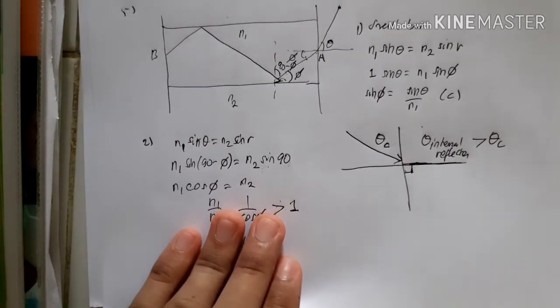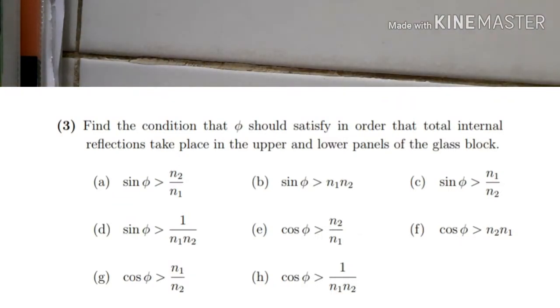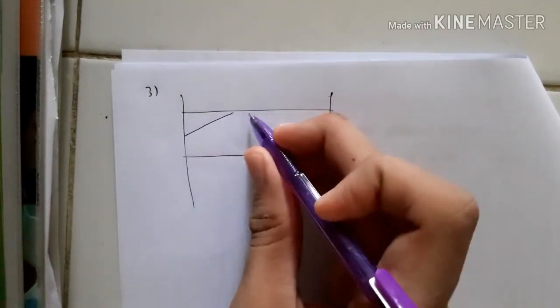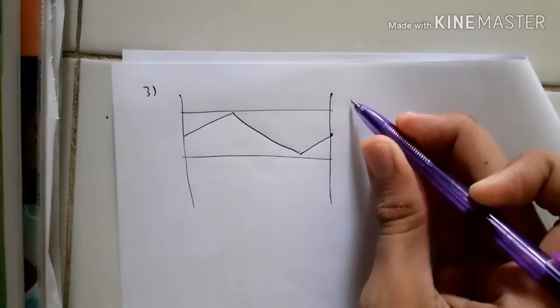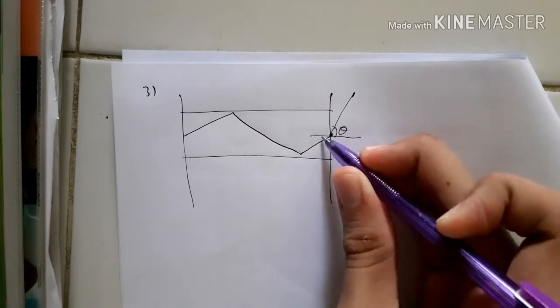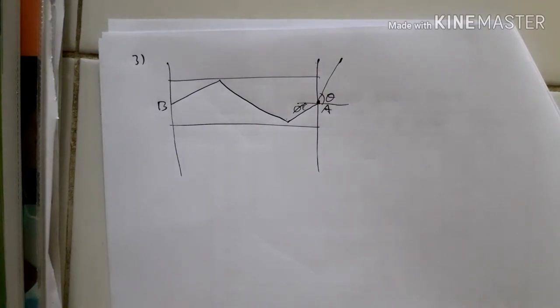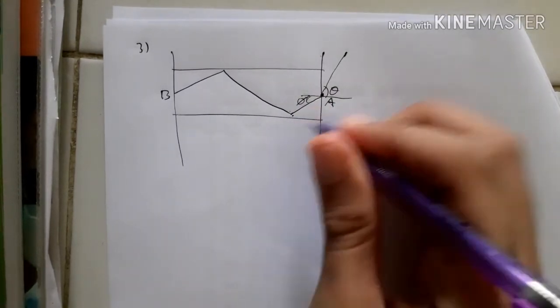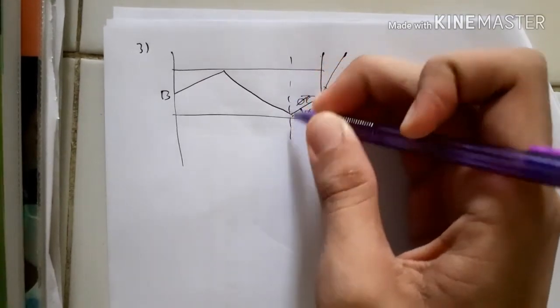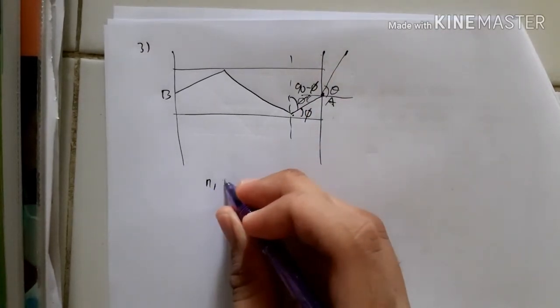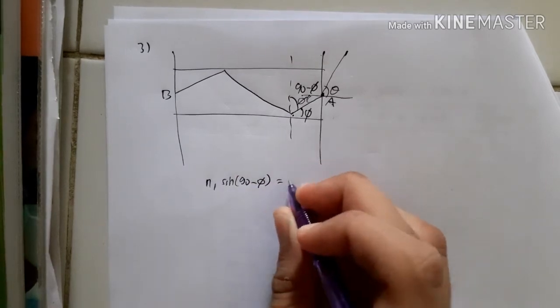And now let's look at number 3. Number 3 asks: find the condition that phi should satisfy so that the total internal reflection can happen too. So what is the condition for phi so that it could happen? Now you see that the angle of incidence here is 90 minus phi, right? So n1 sine (90 minus phi) equals n2.